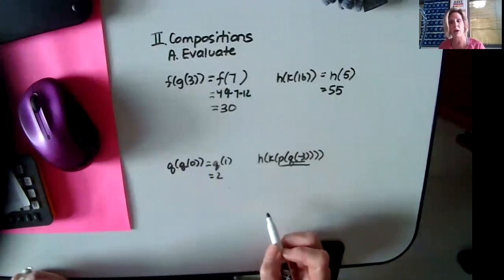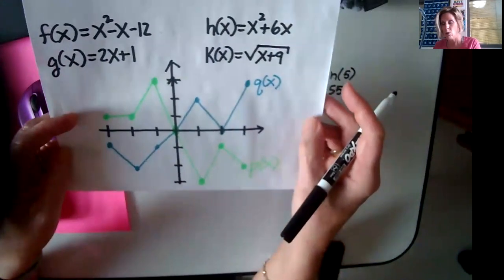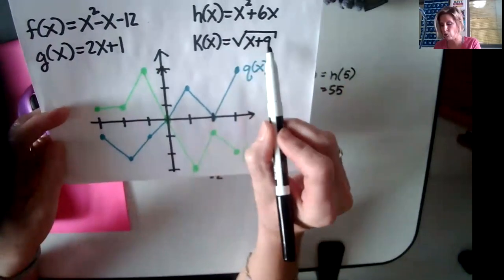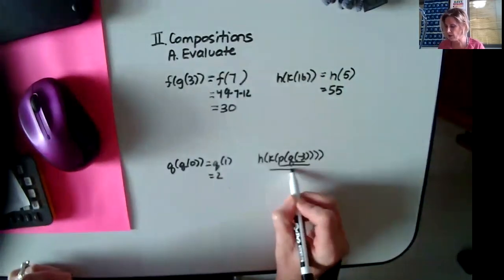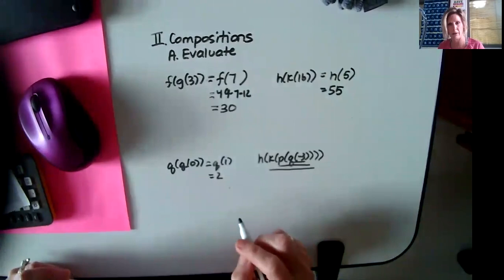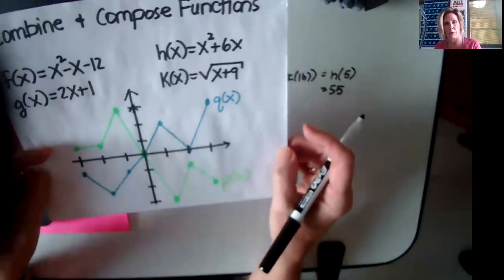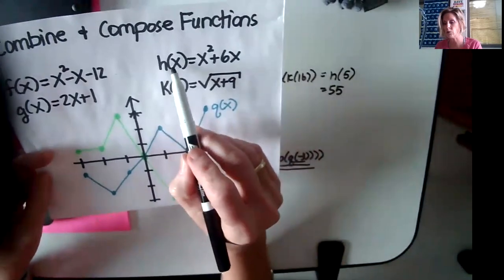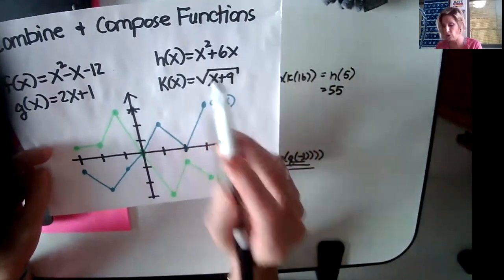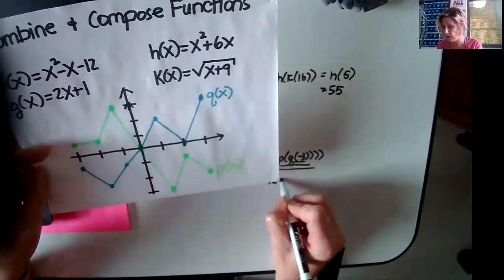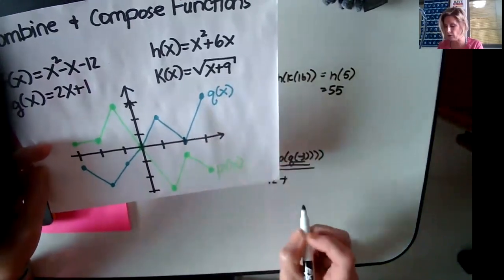Now I need to do K of 3. Well, K of 3 would be the square root of 12. So I'm going to have the square root of 12, which I can break down in a minute. And then I've got to do H of the square root of 12. Well, H of the square root of 12 would be the square root of 12 squared, which is 12, plus 6 times the square root of 12.